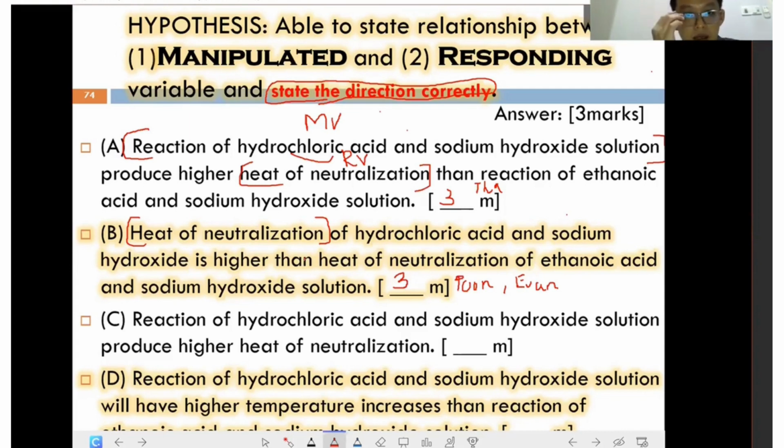Number B, be careful. A lot of students will choose B because B looks really, really good. I also almost got tricked just now when I saw this question. I checked, B should be 3 marks. How can we not give 3 marks? No, 3 marks, but deduct 1 mark. Because of what? Heat of neutralization. What is heat of neutralization? Is it RV? When your RV comes first, definitely your direction is wrong. You see? This is the trap. This is a deep trap.